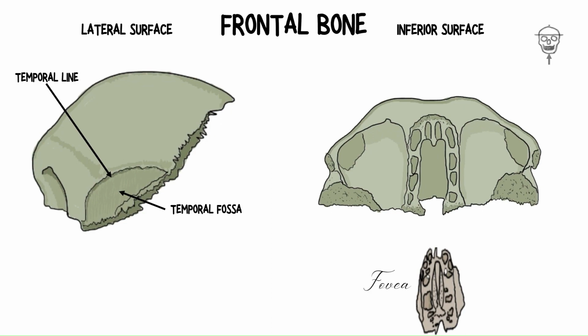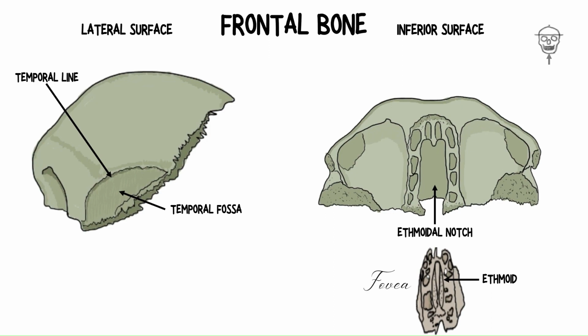From an inferior view, we can see the orbital and nasal portion. The portion of the bone which projects downwards between the supraorbital margins is named the nasal part. In the midline of the orbital part, we find the ethmoidal notch where the ethmoid articulates with the frontal bone.